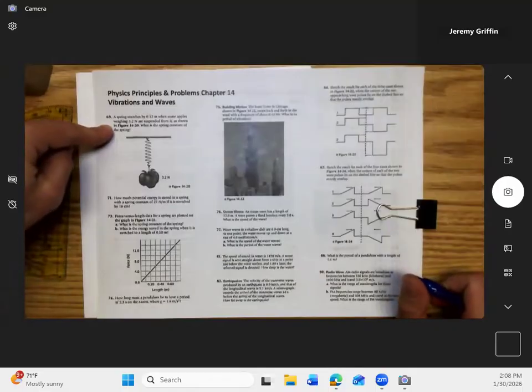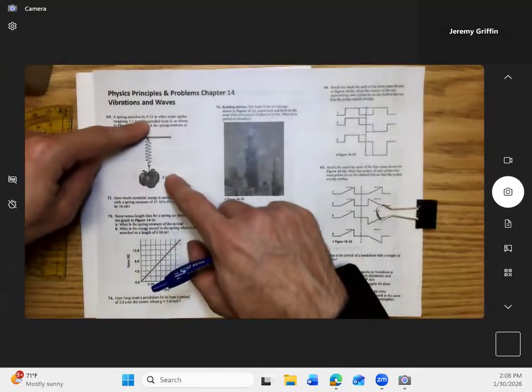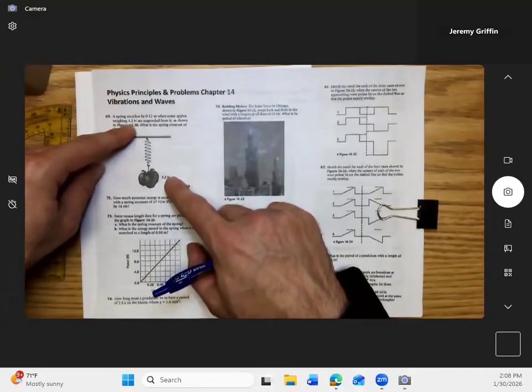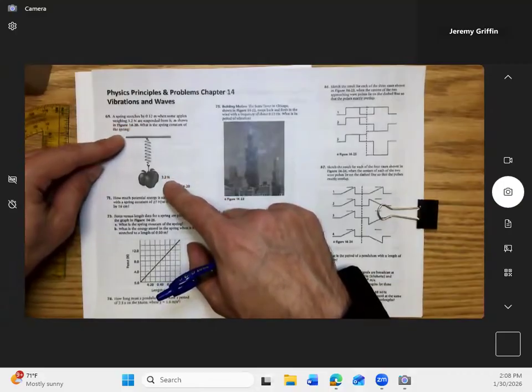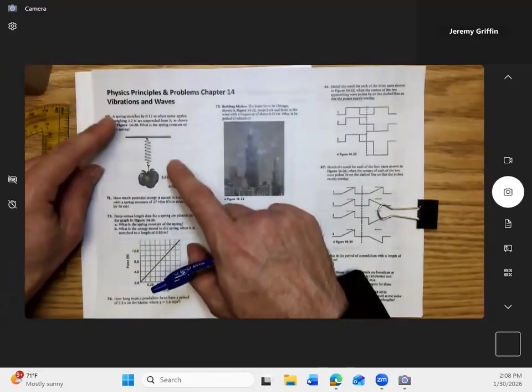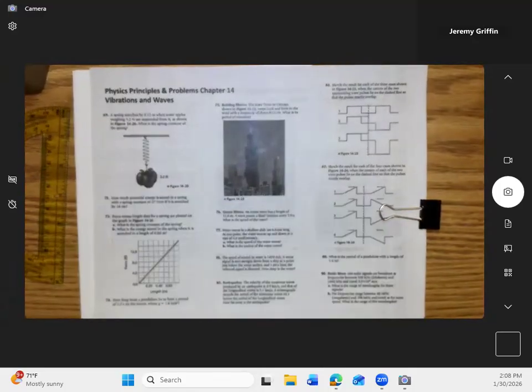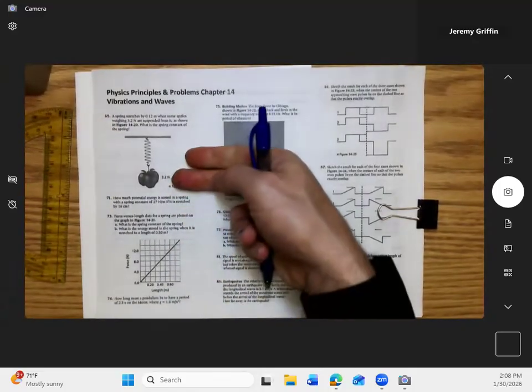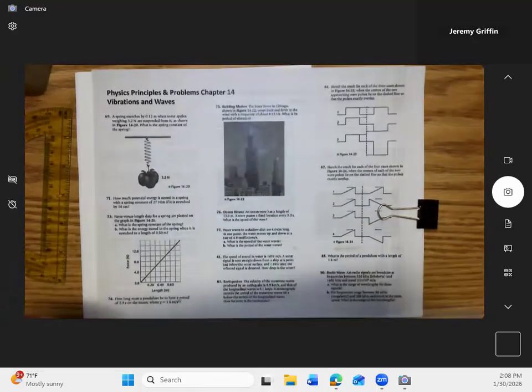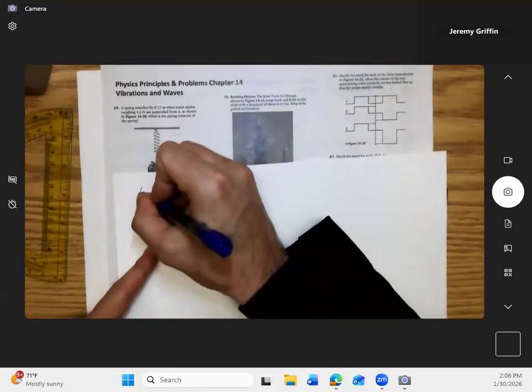Number 69, a spring stretches by 0.12 meters when an apple weighing 3.2 newtons is suspended from it. What's the spring constant? Oh, hey, that's something you guys did yesterday. You guys did a lot of things yesterday, but that looks exactly like the set you did. And I can solve this.